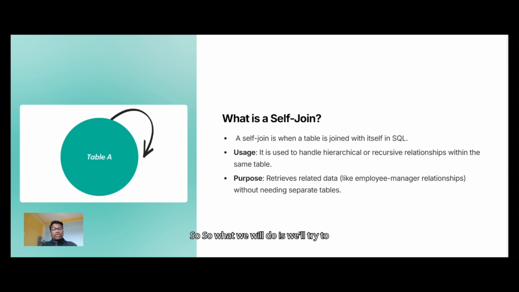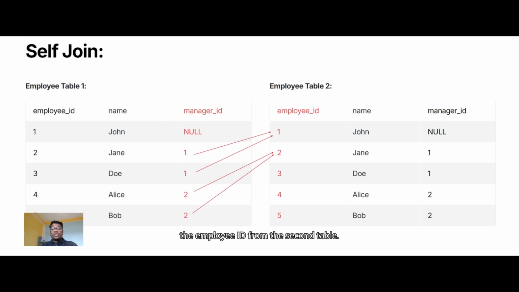So what we will do is we'll try to link both the tables and use manager ID as a condition to compare it to the employee ID from the second table. So by doing this, when they match, we will get the employee's name who will be the manager for the table on the left hand side, which is the first table.